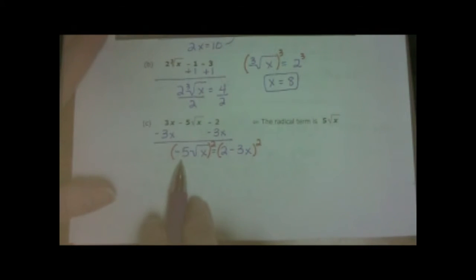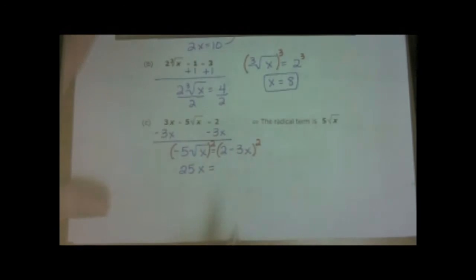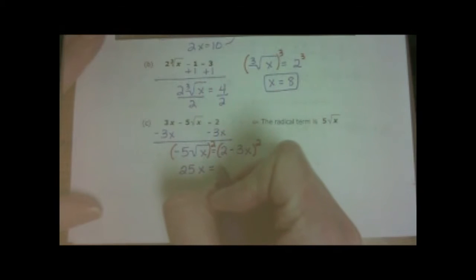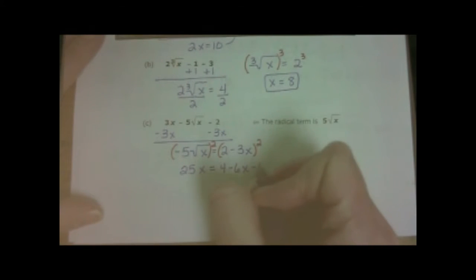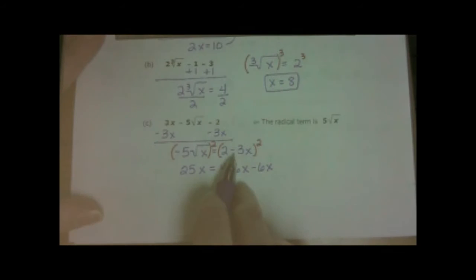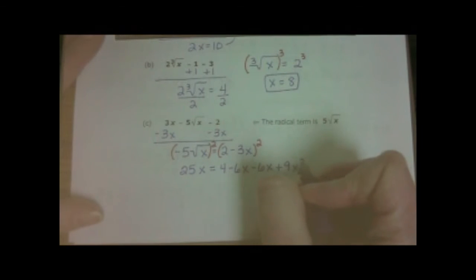All right, when I square negative 5, I've got negative 5 times negative 5. That gives me 25. Square root of x squared cancels that out, so I just have x. And on this side of the equation, what I need to do is FOIL. All right, so 2 times 2 is 4. 2 times negative 3x is minus 6x. I'm going to do the inners, and I'm still going to get minus 6x again. And then negative 3x times negative 3x is plus 9x squared.